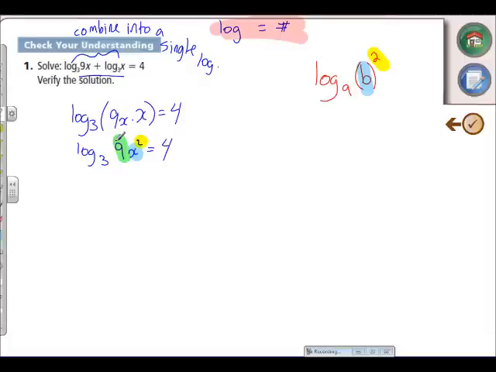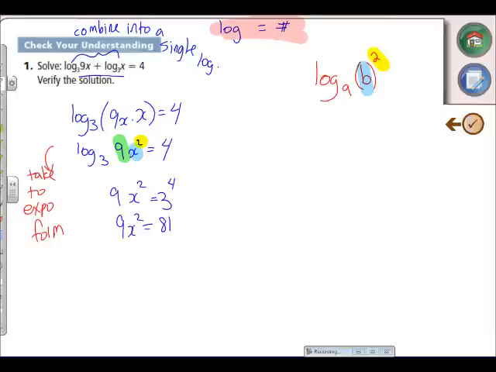exponential form. So this was our log form. We're going to take it to exponential form. That's our next step. Let's do that. The base stays as the base. So 3 to the 4 is equal to 9x squared. 3 to the 4. That's 3 squared, squared. 3 squared is 9. 9 squared, 81. So 9x squared equals 81.